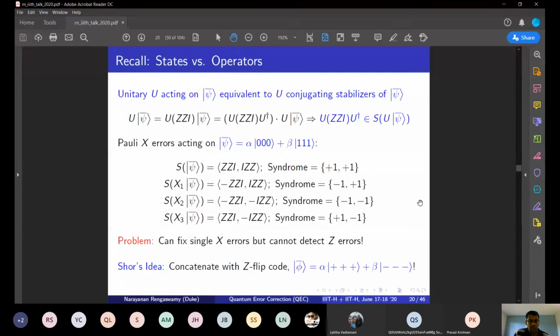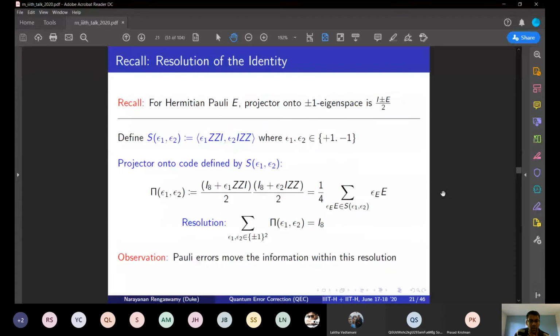And then we saw that we defined these different subspaces whose projectors add to the identity. We call this the resolution of the identity, and the errors just move you between these different subspaces. So you start in the +1 +1 space, and whenever errors happen, the syndromes get changed to one of the +1 -1 combinations, and then you apply the correct correction operator, you get back to the subspace you want.